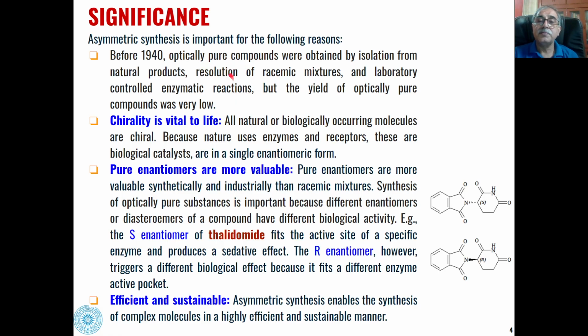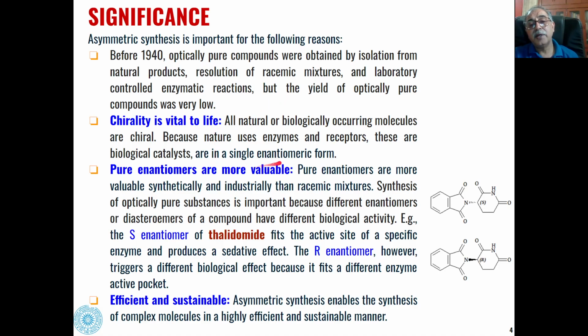But the problem in all these three was that these optically pure compounds could be formed only in very low yields. Further, in the enzymatic reactions, the enzymes are not very stable at high temperature. That was also an issue with using enzymes as catalysts. Then enzymes were also very costly. So because of that, these were some drawbacks for the formation of optically pure compounds.